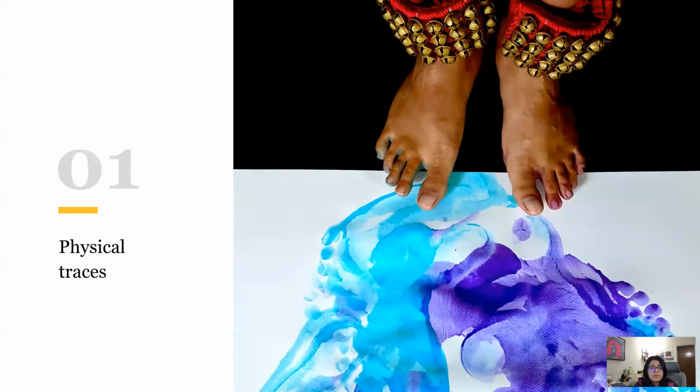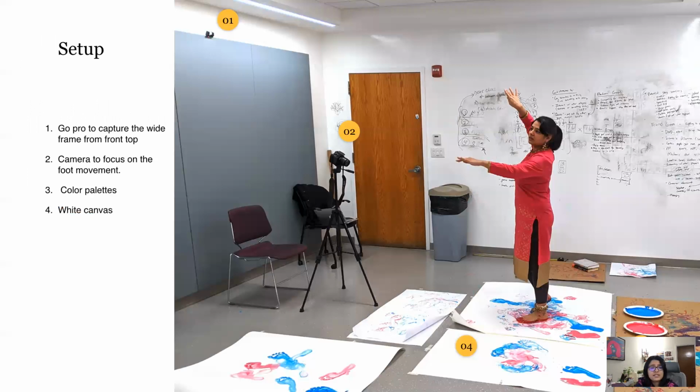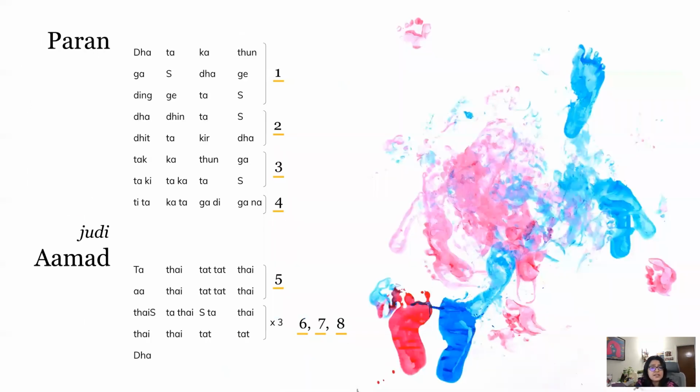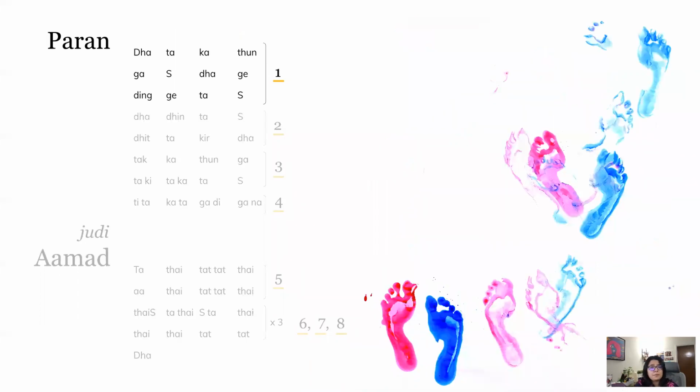In my first experiment, I captured this choreography using paint on paper as a physical trace. For the setup, I used two cameras, one to capture a wide frame and another that focuses on the movement on my feet. I used two colored palettes to indicate my left and right foot. And this is the resulting physical trace from this choreography. The pink color represents my left foot and the blue my right foot.